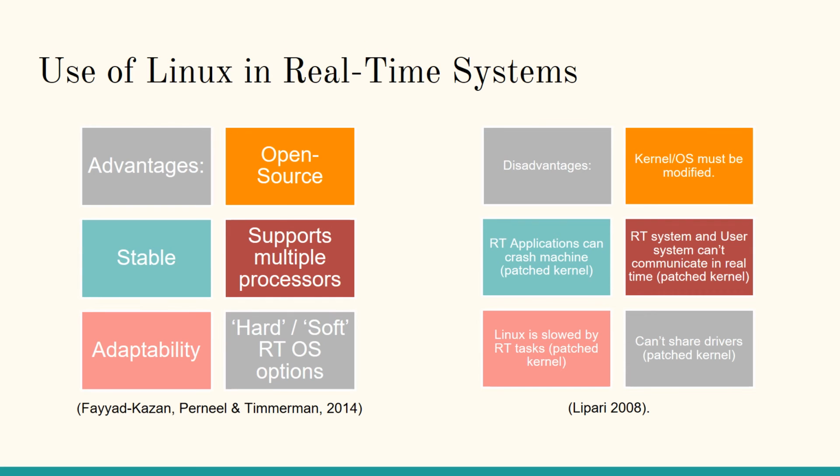So real-time system and user system can't communicate in real time with a patched kernel, and Linux is slowed by the real-time tasks. Also, drivers can't be shared, and like I said before, these are all for the patched kernel.